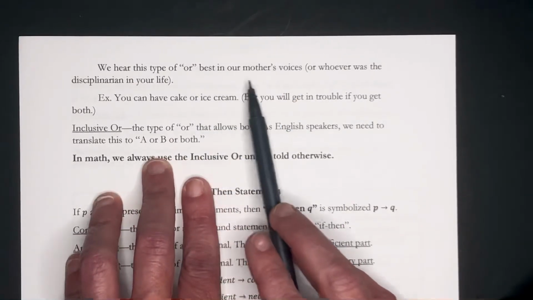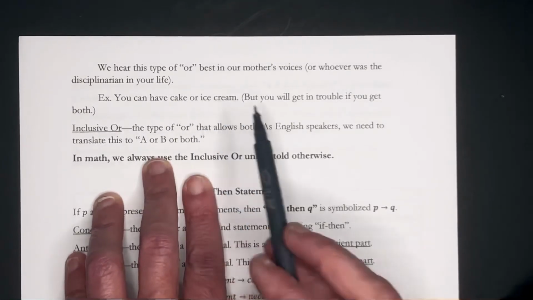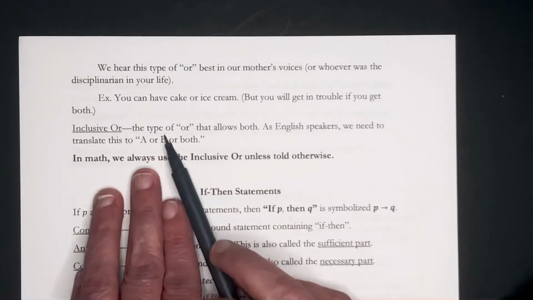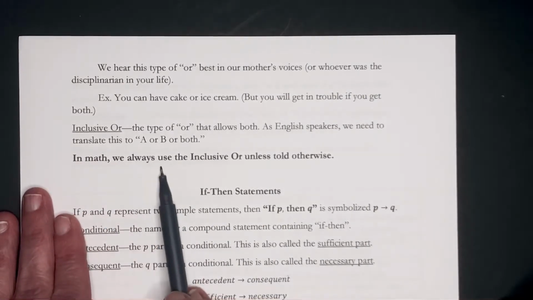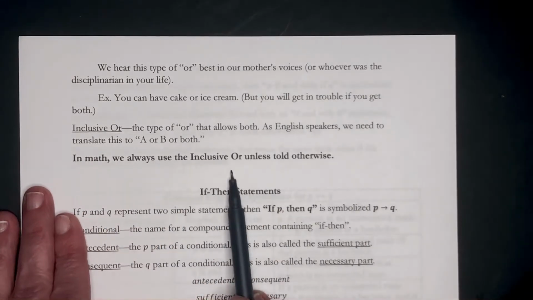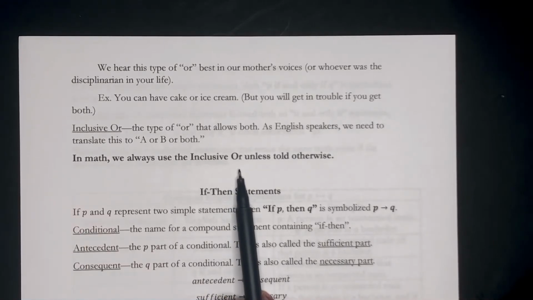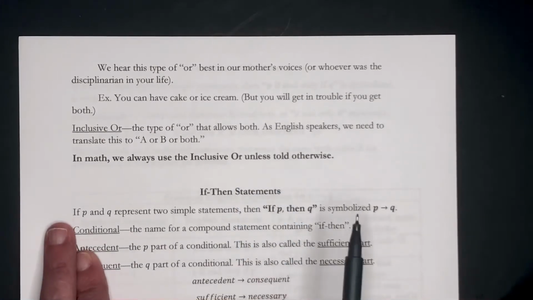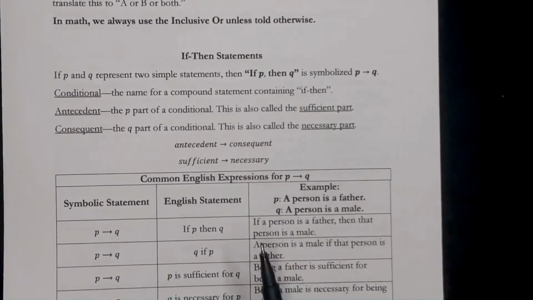The exclusive or we hear best in our mother's voices or whoever was your disciplinarian. If you can have cake or you can have ice cream, but if you get both, you will get in trouble. Okay? But inclusive or allows you to get both. And in math, we always use the inclusive or unless we are told otherwise. So if you see the word or, we are going to assume it is the inclusive or. Okay, so the conjunction and disjunction are very similar to intersection and union. Now, if-then statements.